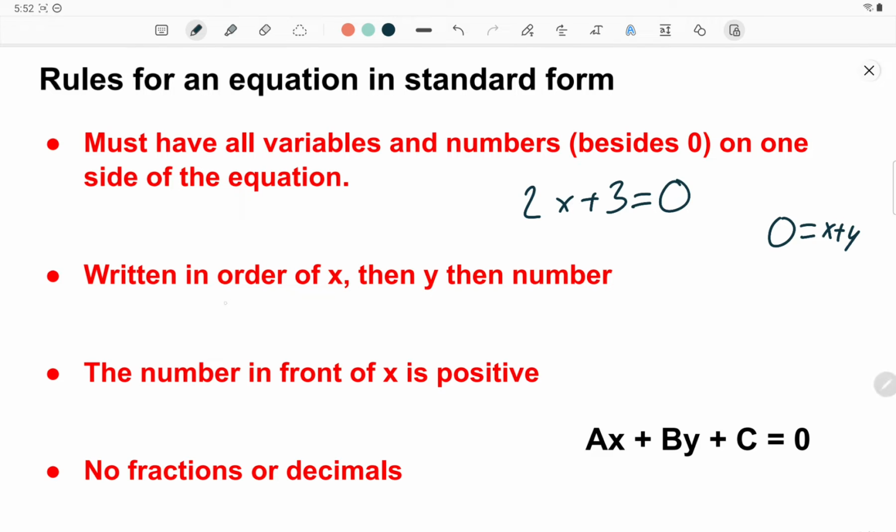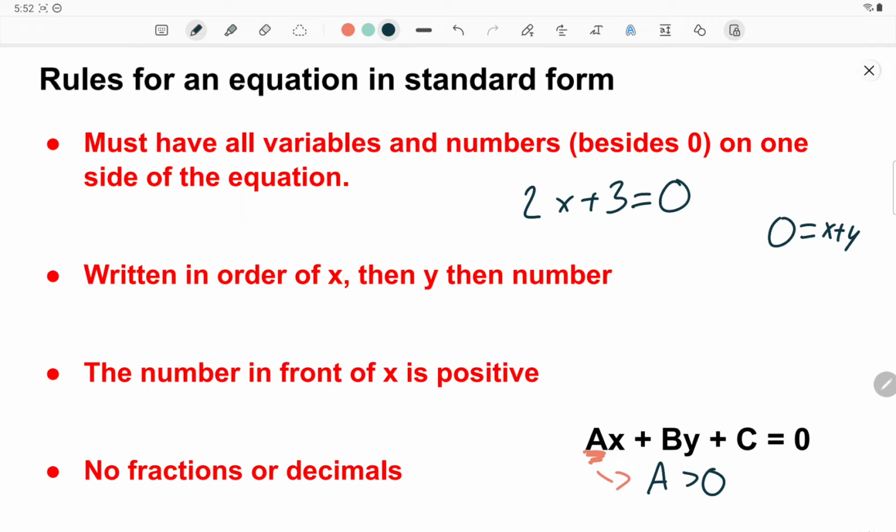Next, the order that we write things in, we do have a specific order, and it's kind of like alphabetical order. We write x first, then y, then whatever our number is. After we write things in order, we also need to make sure that the number in front, our coefficient, whatever number's in front of the x, always has to be positive. It's a very specific rule. Sometimes in the general form we say that the value of a itself must be bigger than 0, as in positive.